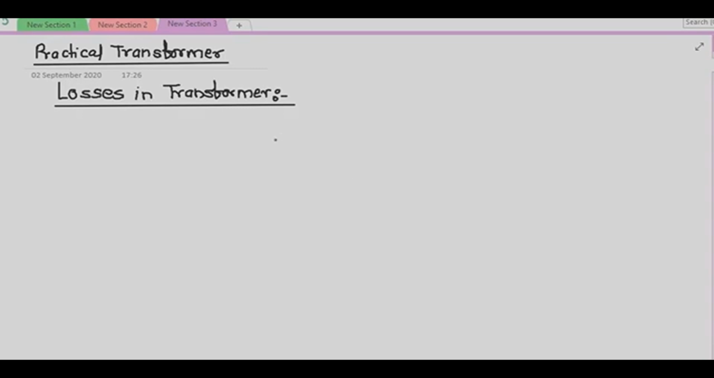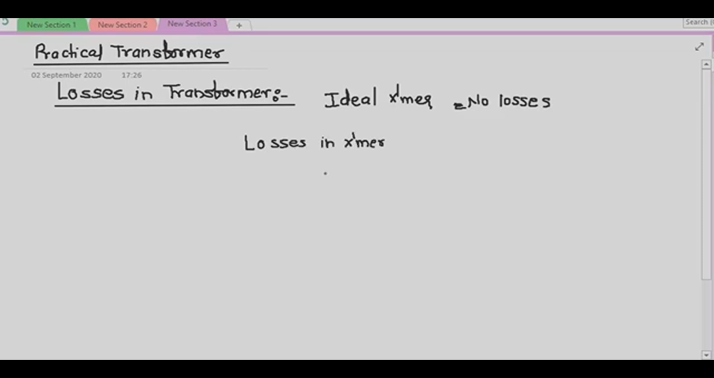Before going to that, let us study what the different losses in the transformer are. We have seen that in an ideal transformer there are no losses, and that's why in the phasor diagram I have written V2 is equal to E2. But in a practical transformer, there are some losses. So what are the losses in the transformer? Losses in a transformer are normally of two types.